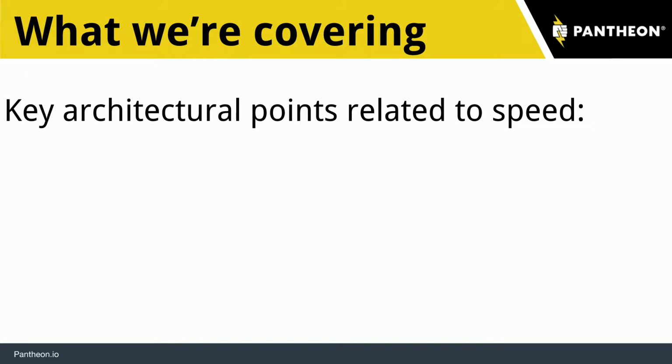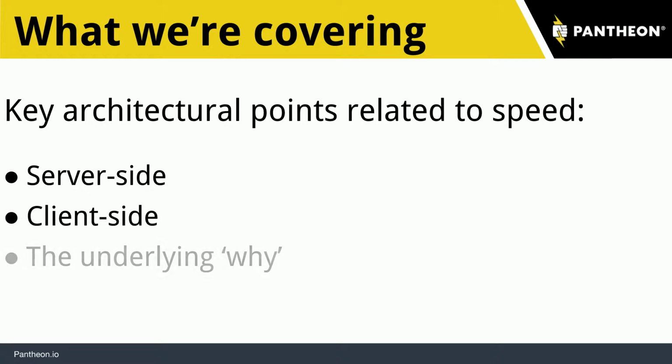So today we're going to be covering key architectural points related to the speed of a website. We'll be breaking this presentation into two main parts, the server side of web performance and the client side of web performance, and as much as possible, I'll try to highlight the underlying why of each technological area. Why do we care about the common recommendations that we hear related to performance, and why are they difficult to implement? Often these technological suggestions are difficult to implement because there are people involved, and there are complex organizations involved, and when you have a large group of people involved, technical solutions can mask underlying governance problems.